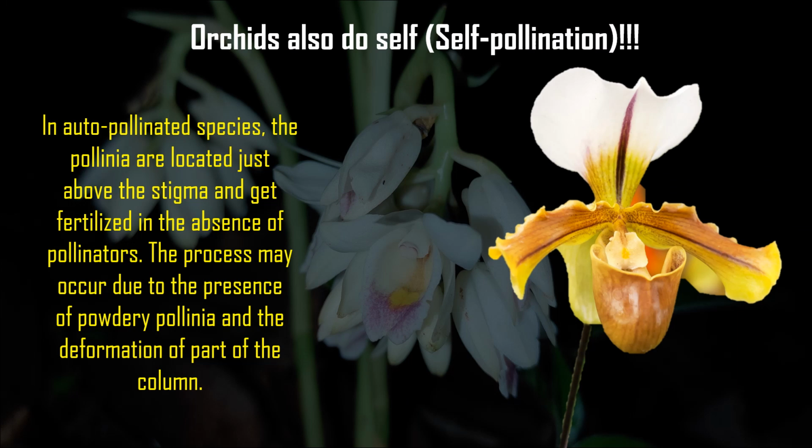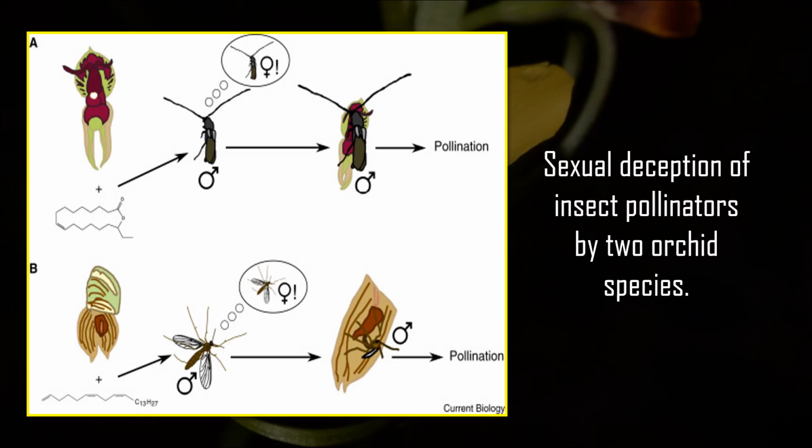Here you can observe self-pollination. In auto-pollinated species, the pollinia are located just above the stigma and get fertilized in the absence of pollinators. The process may occur due to the presence of powdery pollinia and the deformation of part of the pollen. This is the sexual description of insect pollinators by two orchid species.